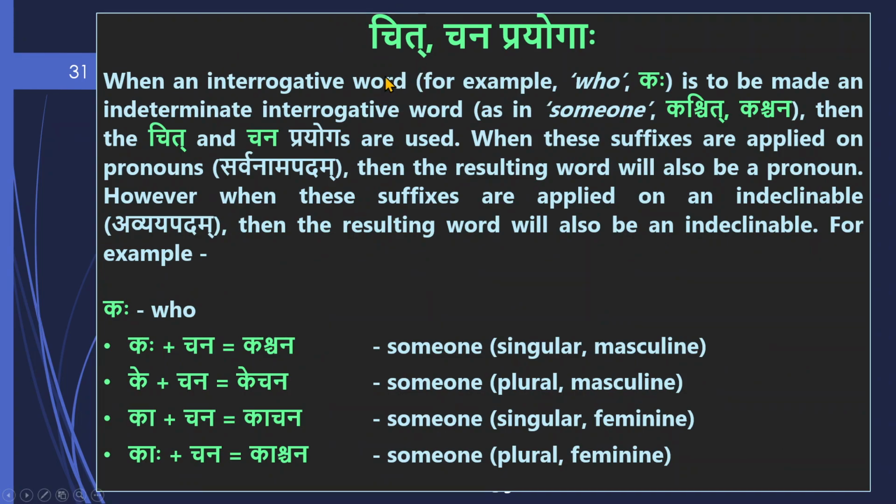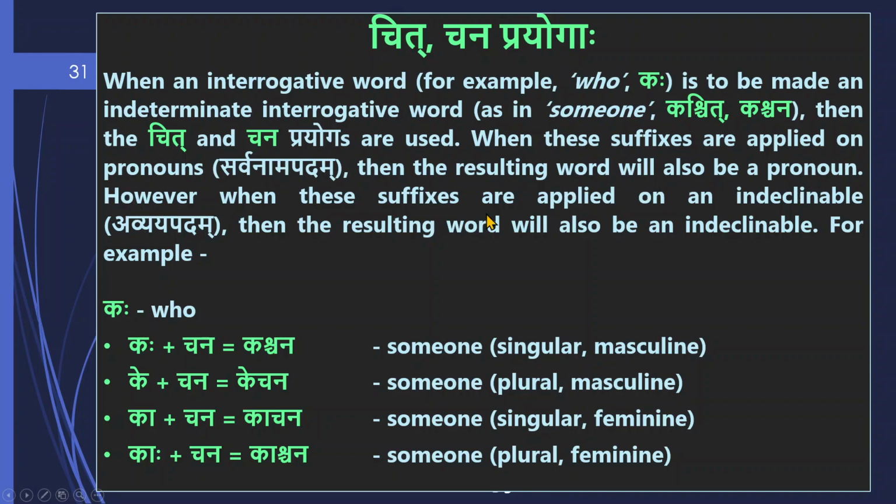Now, the second topic in grammar is chit and chana prayogas. When an interrogative word, for example, kaha, who, is to be made an indeterminate interrogative word, as in someone, then kaschit and kaschana, the chit and chana prayogas are used. When these suffixes are applied on pronouns, sarvanama pada, then the resulting word will also be a pronoun.